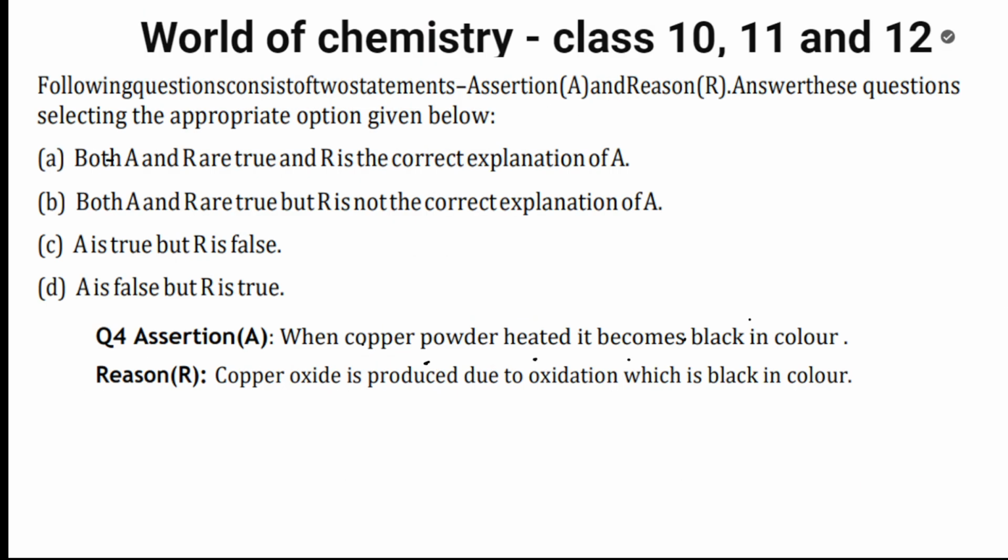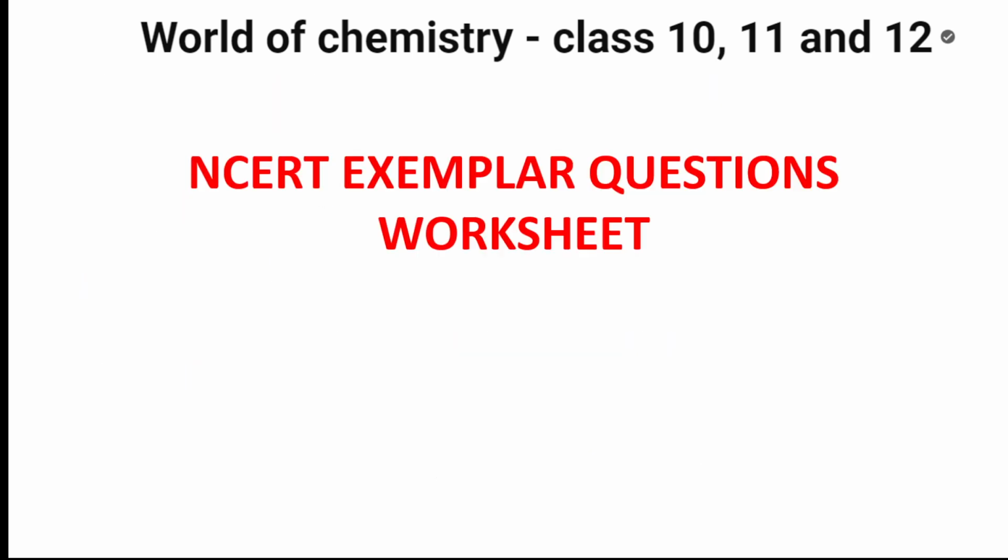So let us see here one assertion question. When copper powder is heated, it becomes black in color. That is what they said. Copper oxide is produced due to oxidation of copper, which is black in color. Both are talking about the same copper only. Correct now. Yes, both are talking about the same. So the assertion is right. The reason also is a correct explanation of the assertion. Easy, very easy. All right, I think I have covered.